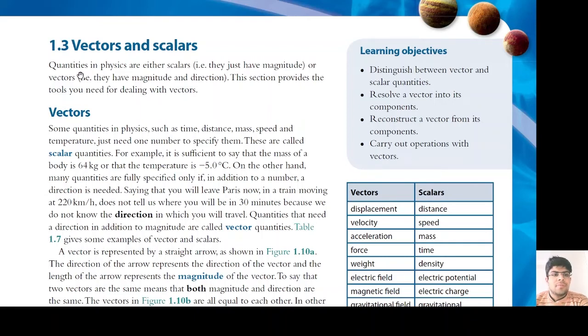So now let's read. Quantities in physics are either scalars, that is, they just have magnitude, or vectors, they have magnitude and direction. The main thing we have to focus on is that scalars just have magnitude and don't have direction, whereas vectors have both magnitude and direction. This section provides the tools you need for dealing with vectors.